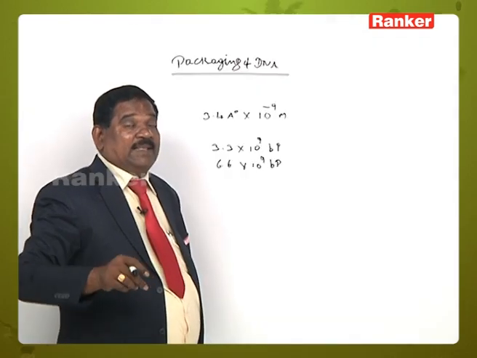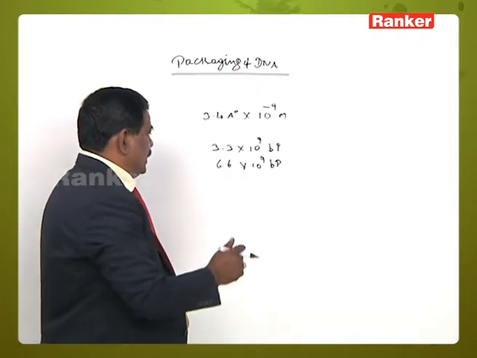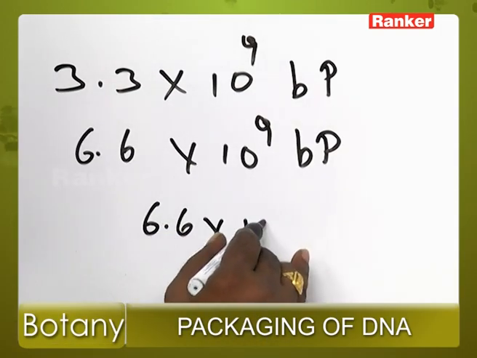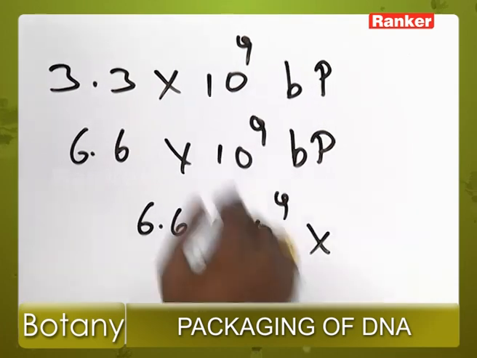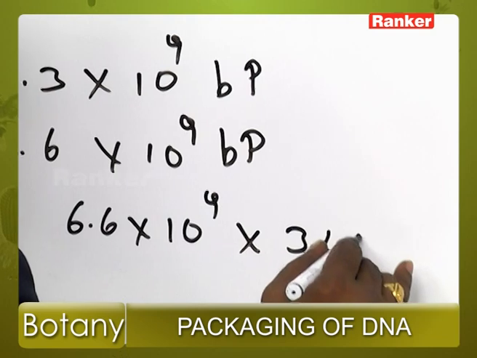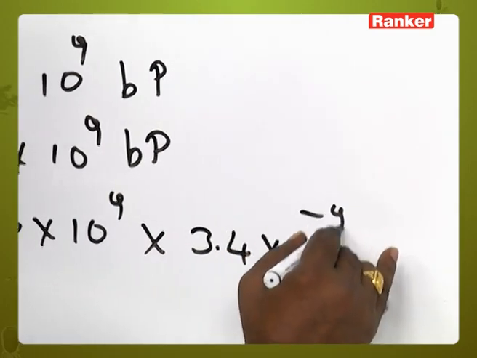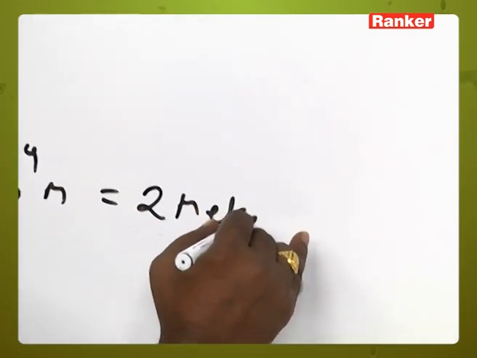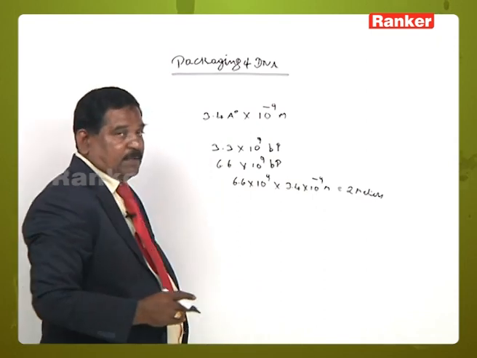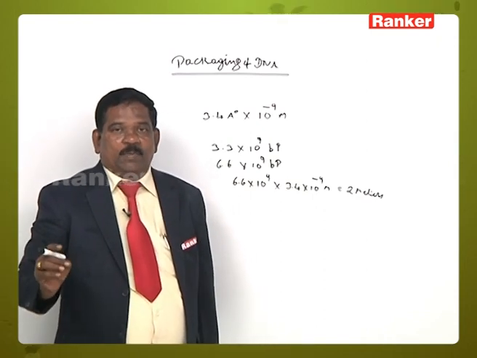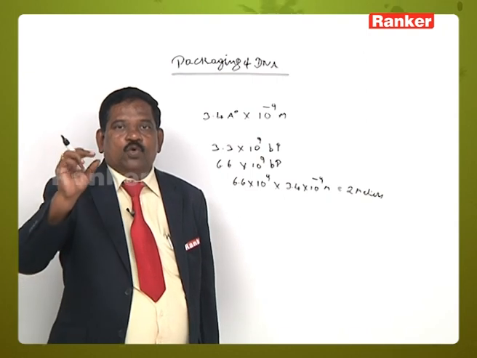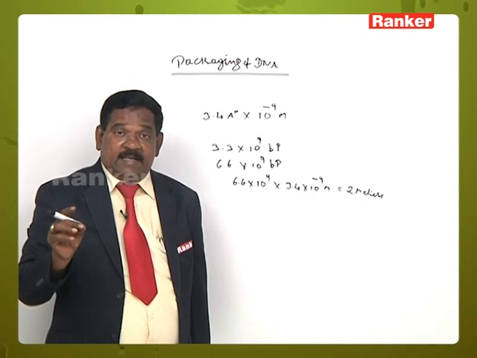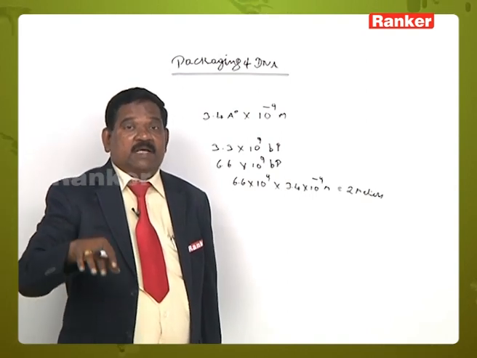Then, what is the length of that DNA? 6.6 × 10 to the power of 9 × 3.4 × 10 to the power of minus 10 meters. That is equal to 2 meters. That means, in a diploid human cell, 2 meter length of DNA is present. That 2 meter length DNA is distributed in 46 chromosomes.